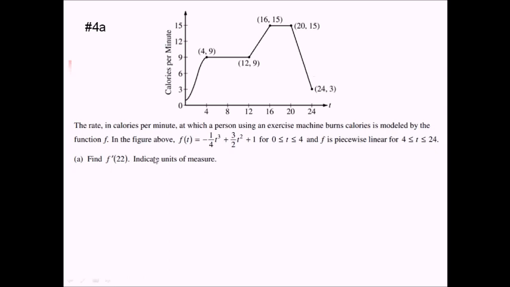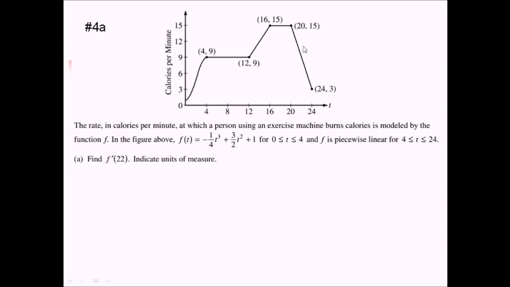So for the first part of the problem, they want f prime of 22 with units of measure. So we want the slope of the f graph at t equals 22, so right here. Since this is on a line, if we find the slope of this line, then we have actually found the instantaneous rate of change of our function at 22.